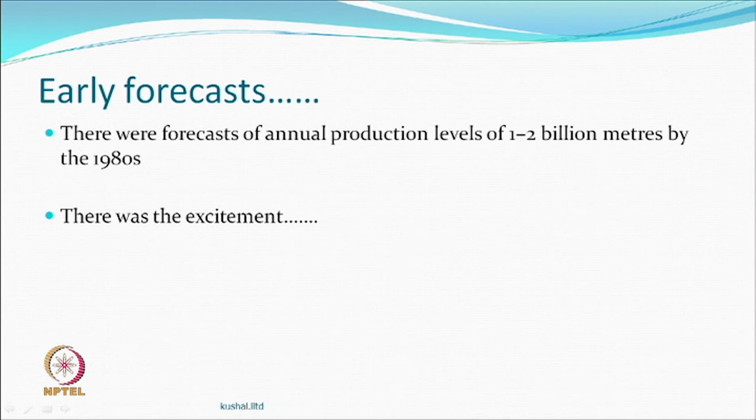So, when this process came, people had been forecasting that you would be producing printed fabrics at 1 to 2 billion meters by the 1980s. That was the kind of prediction. Excitement was very high, but it did not happen.